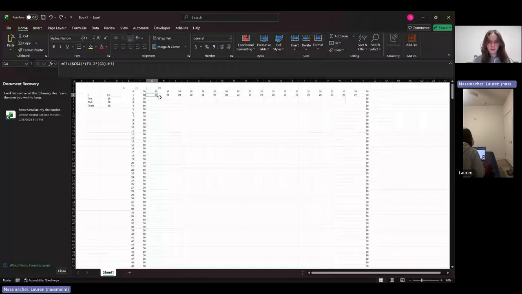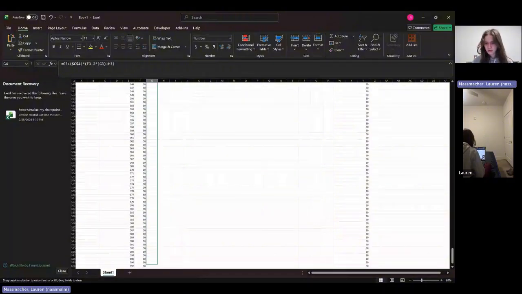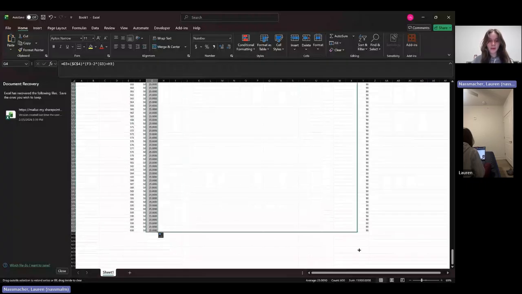Perfect. And we can drag that all the way down as well. Drag that all the way over. There we go. Now we have a bunch of different numbers going on here, right? You just have a whole array of data.